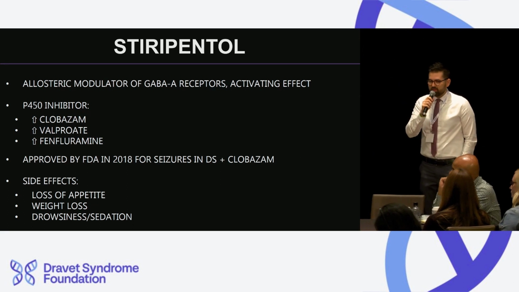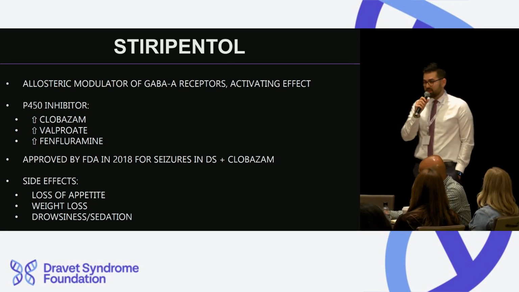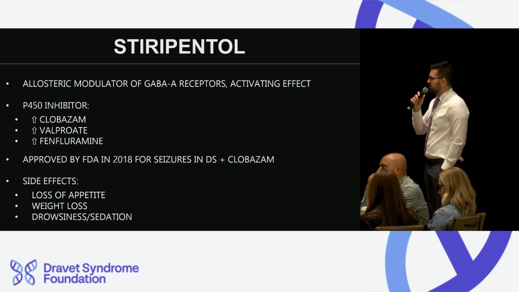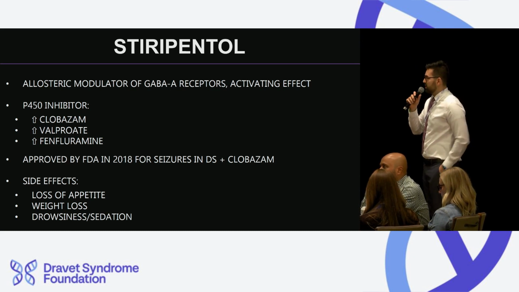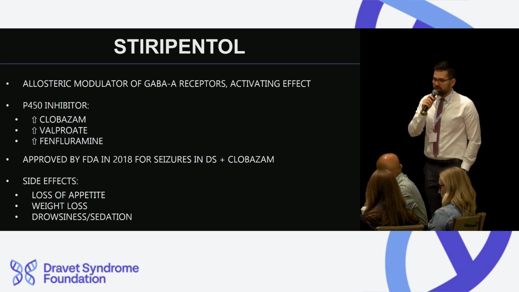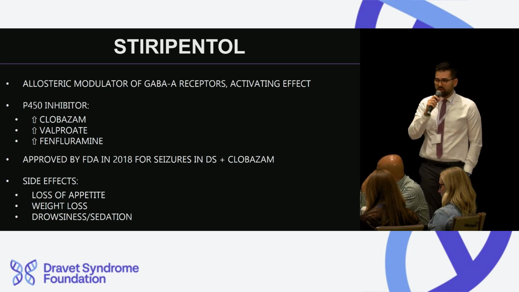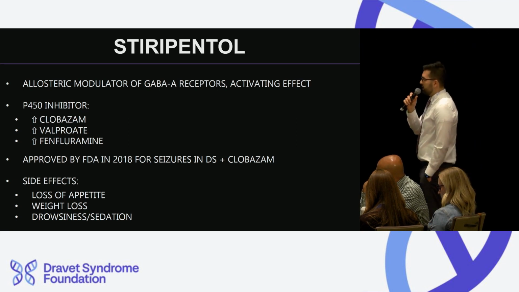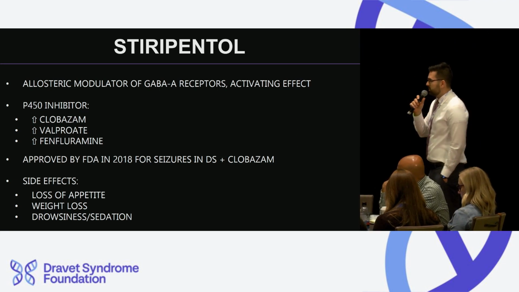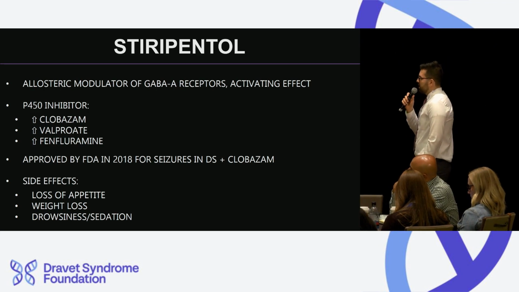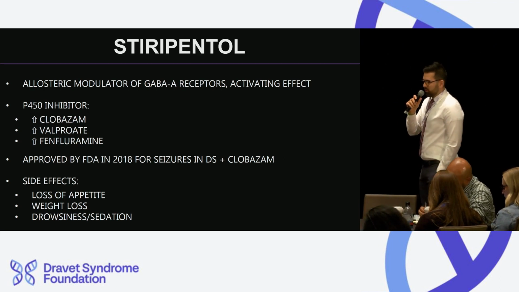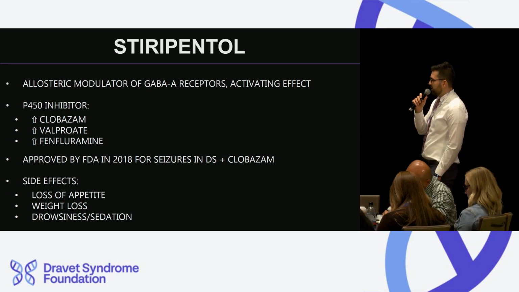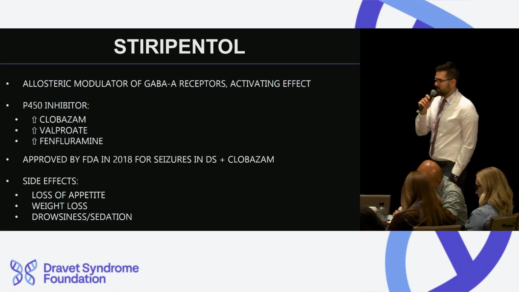It's also important to note that STIRIPENTOL is thought to be neuroprotective as well. So there's that component of the medication. And I'll show you one study that Dr. Knoop actually showed as well, that if you start it earlier than 15 years of age, the cognitive outcomes and seizure outcomes in adults seem to be better. And that might be related to the neuroprotective characteristic of this medication. In terms of side effects, they're all dose dependent, and they're usually in the realm of loss of appetite, weight loss, and drowsiness and sedation.